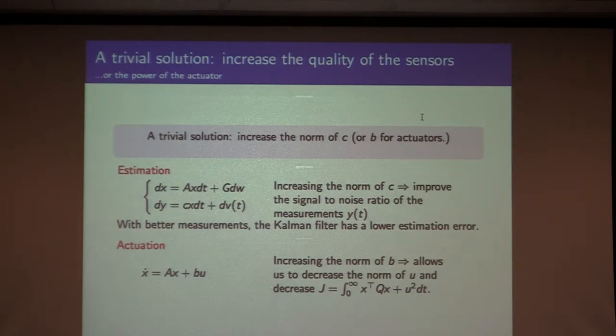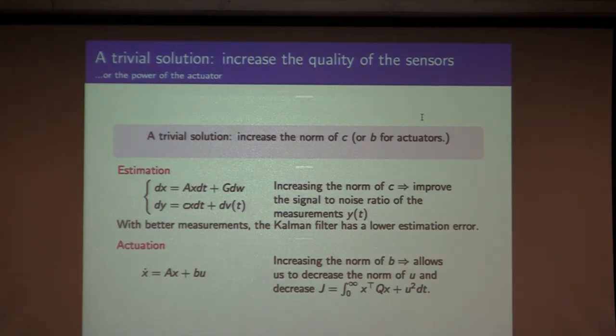Now, there is an obvious trivial solution: if you want to have a good estimation, improve the quality of the sensor. Just buy a better sensor or better actuators, then you'll do a better job. So what does this mean here? If, all things equal, I increase the norm of C, you see that C multiplies X. So in the signal Y, the signal to noise ratio will improve, and my estimation error will decrease. Something similar happens when you look at actuation.